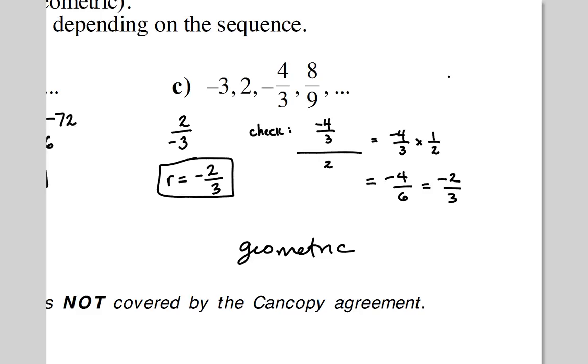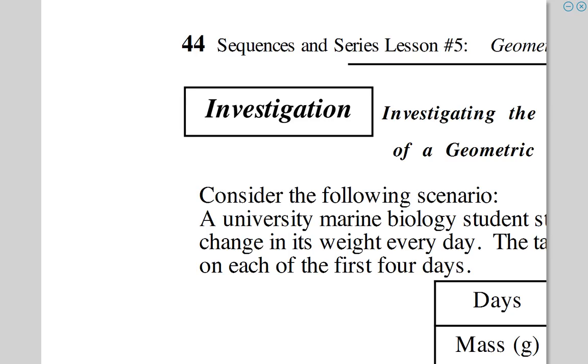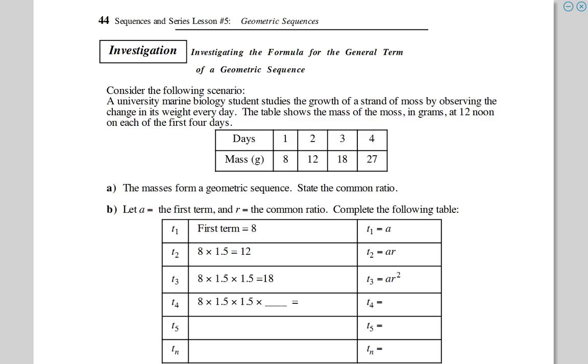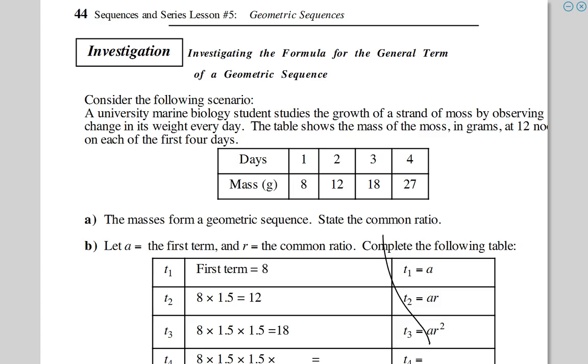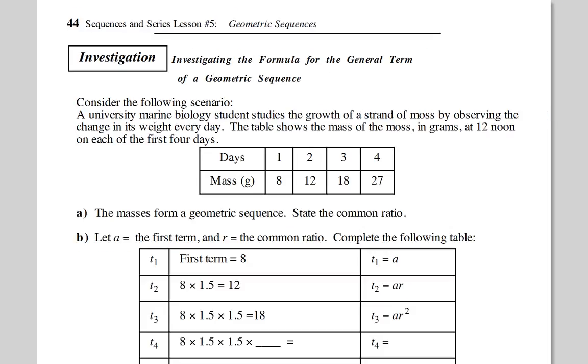Okay, so now you're probably wondering, okay, what's the formula to make all this happen? And I'm assuming this is going to show up in this next page. Okay, consider the following scenario where you have this biology student studying the growth of a plant, I guess, and they're measuring days versus mass. Okay, and they've got the first 4 days listed in a chart. The masses form a geometric sequence, so they're telling you that it's geometric. They say state the common ratio.